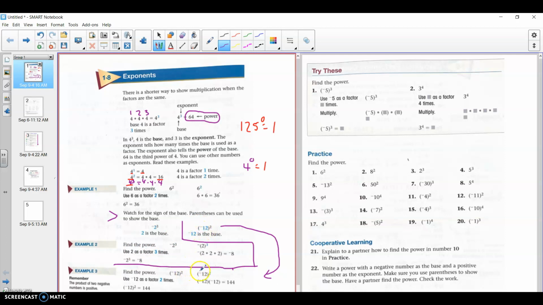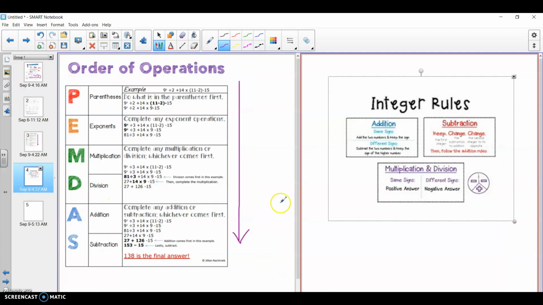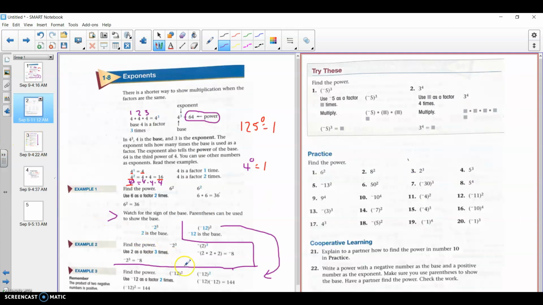So what you do is you take negative 12 2 times, negative 12 times negative 12. 12 times 12 is 144. And you know from your integer rules, when you multiply same signs, you're going to get a positive answer. So back to the work here. 12 times 12 is 144. A negative times a negative is a positive. So your answer is 144.